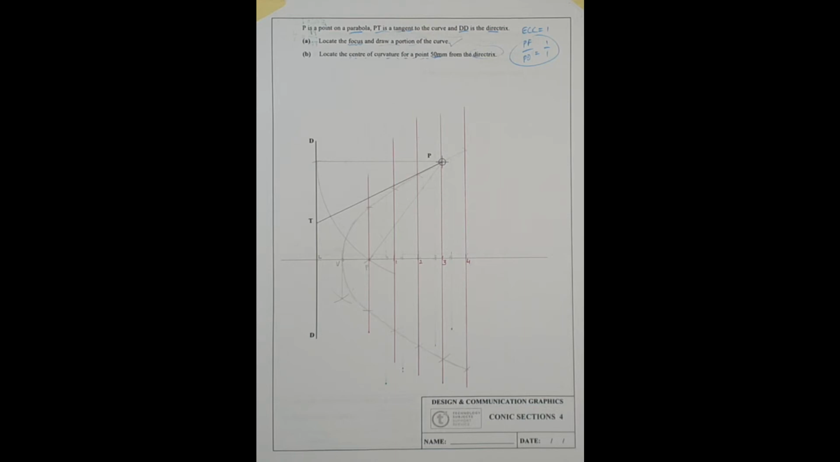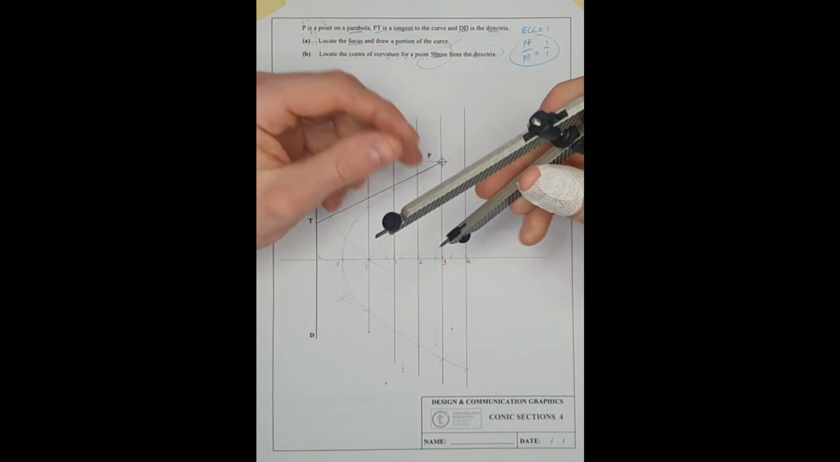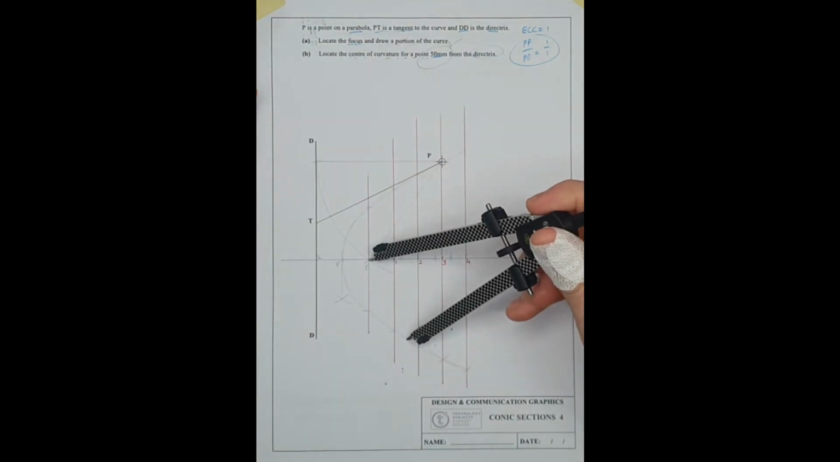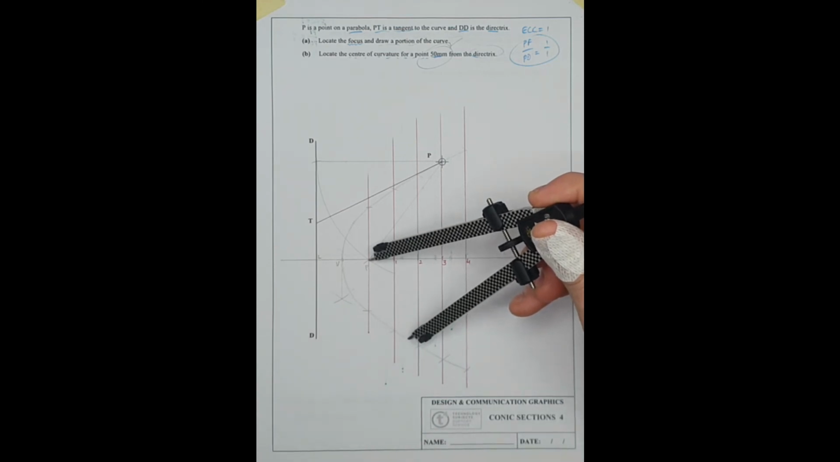Now, I've seen this being applied incorrectly a few times. So locate the center of curvature for a point. I mean, just finding the point. Finding the point here is really important. First of all, if they said locate the center of curvature for a point 50 mil from the focus, well, I set my compass to 50, put it on the focus and scribe it up to hit a point. And that point is 50 mil from the focus.